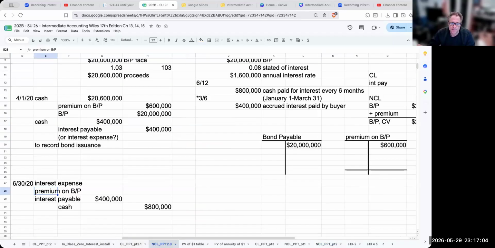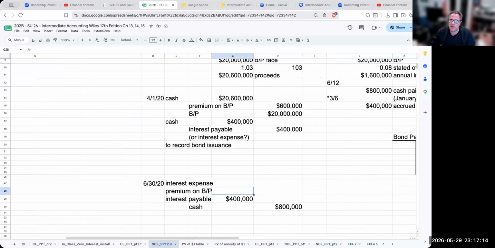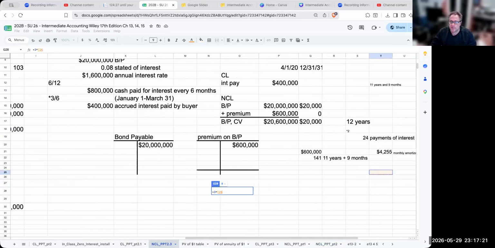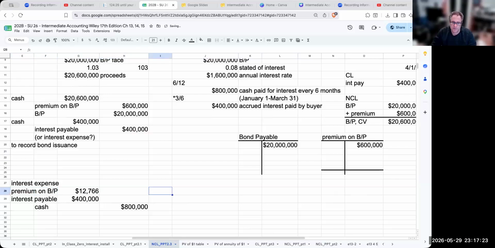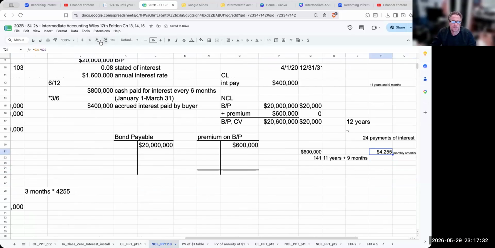So coming over here, right? So now the amount of my premium on bond payable, what I would say is, well, how many months of the premium should I be amortizing? Well, this is going to be 3 times 42.55, right? So 3 months times 42.55. Let me just make sure I'm rounding this right. So let's call this 4255.